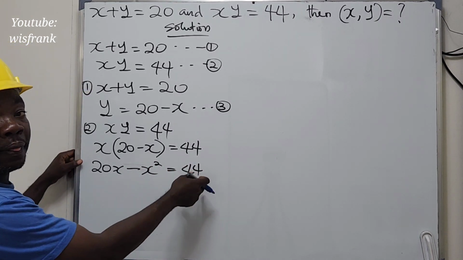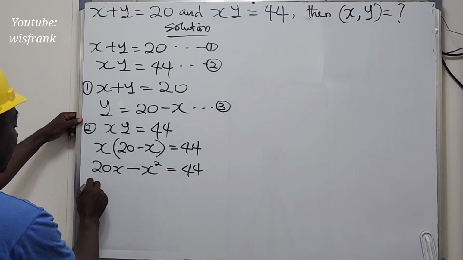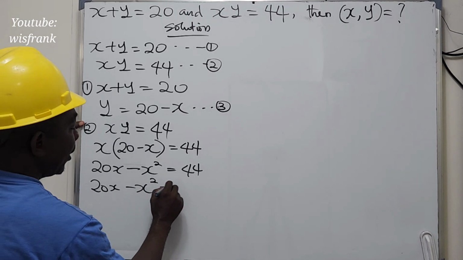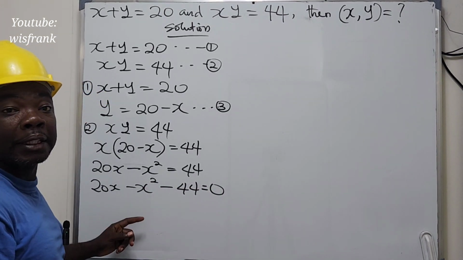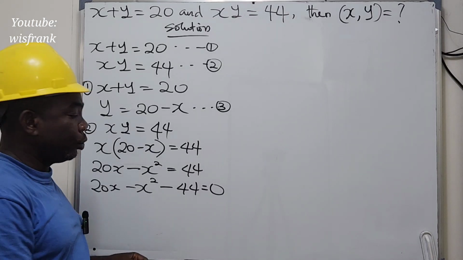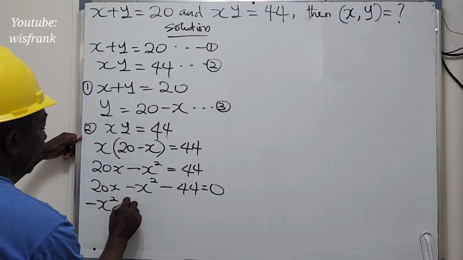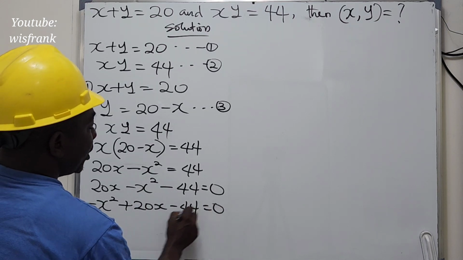We can bring 44 to the left hand side. Therefore, we have 20x minus x to the power of 2 minus 44 equals 0. We have the highest power of x as 2, so we take this one first. We have minus x to the power of 2 plus 20x minus 44 equals 0.